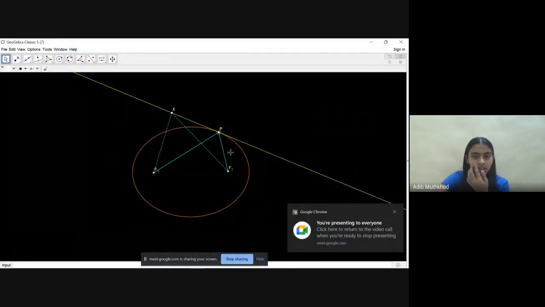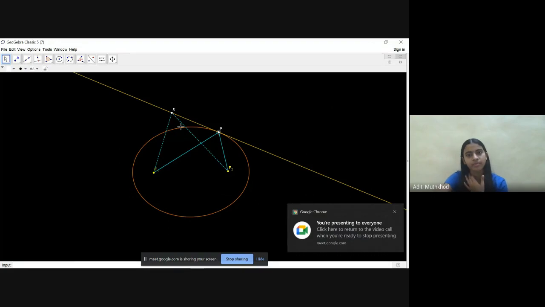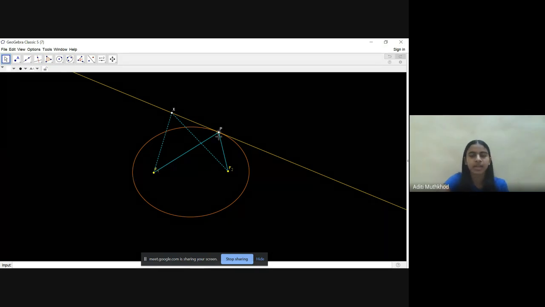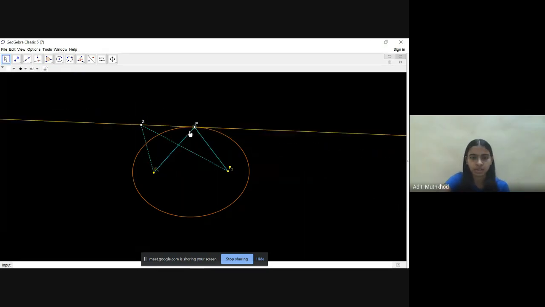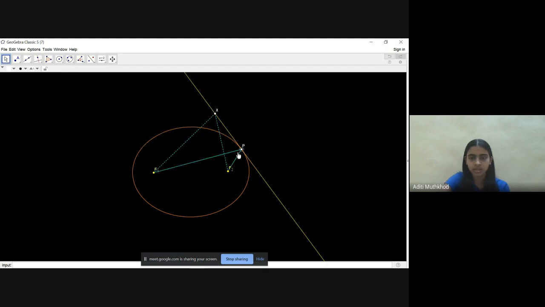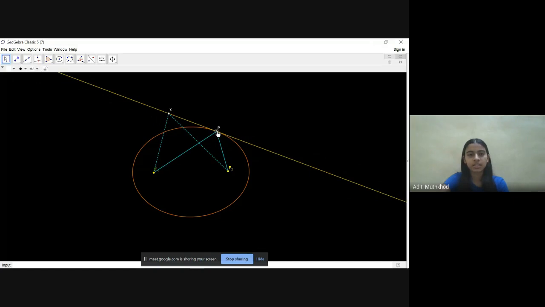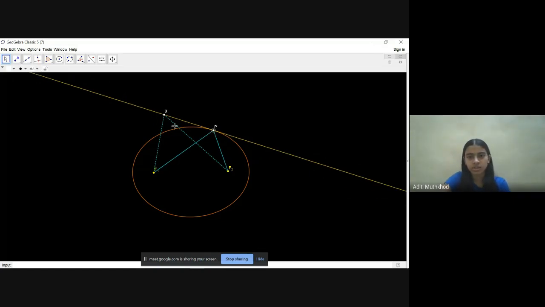So what I want to prove here: we have an ellipse and we have the foci and a random point P on the ellipse. As you can clearly see, this line is tangent to the ellipse at P.